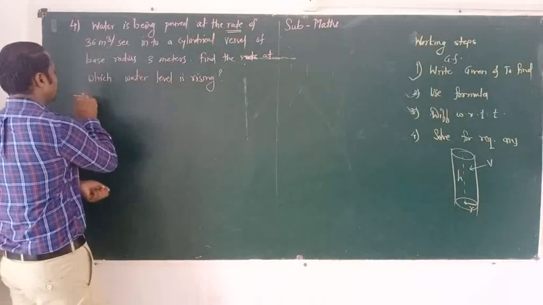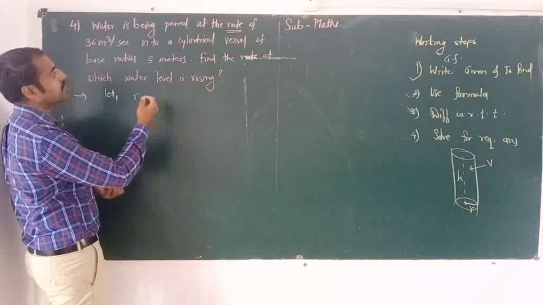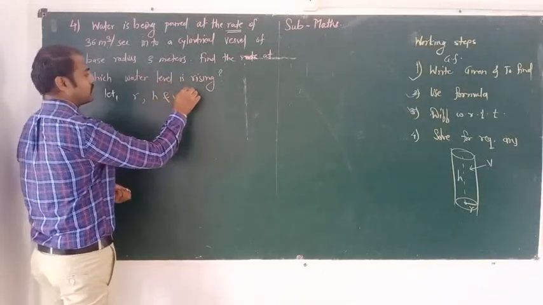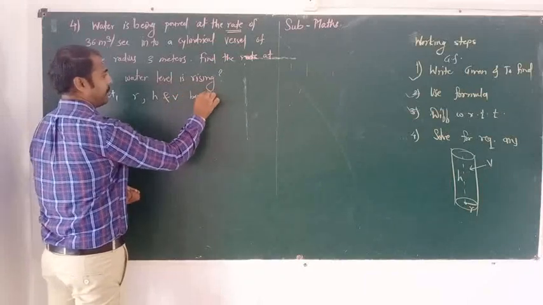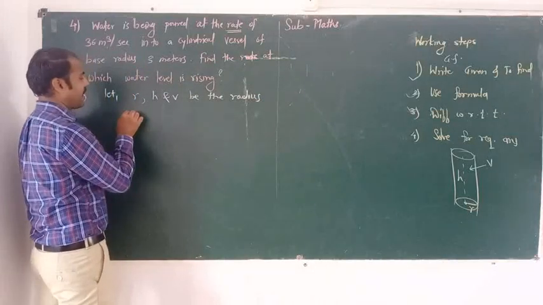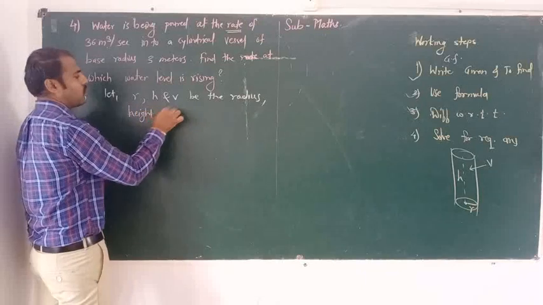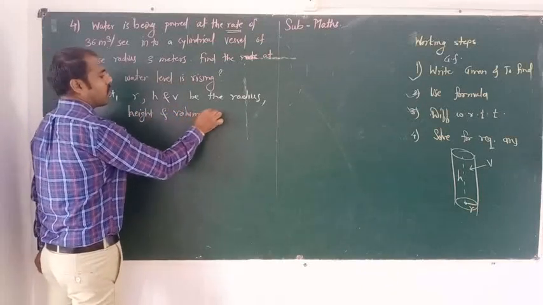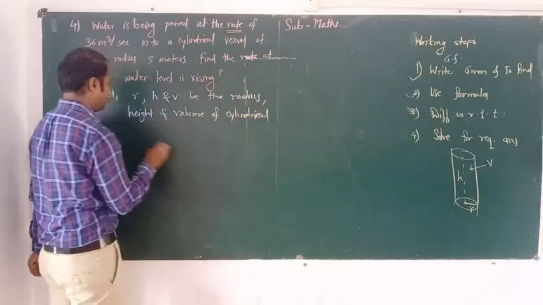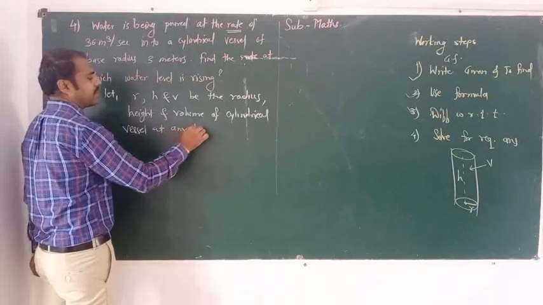So starting with, let r in meter, h and volume V be the radius, height and volume of the cylindrical vessel at any time t.